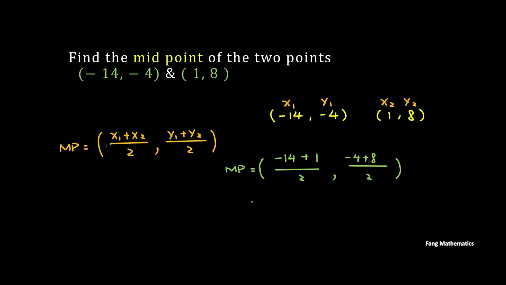And you are to simplify that. I believe you are to simplify the addition subtraction. And you should have 4 over 2. You can simplify the 4 over 2 further. And I believe you should have your midpoint as minus 13 over 2, comma 2 as your final answer.